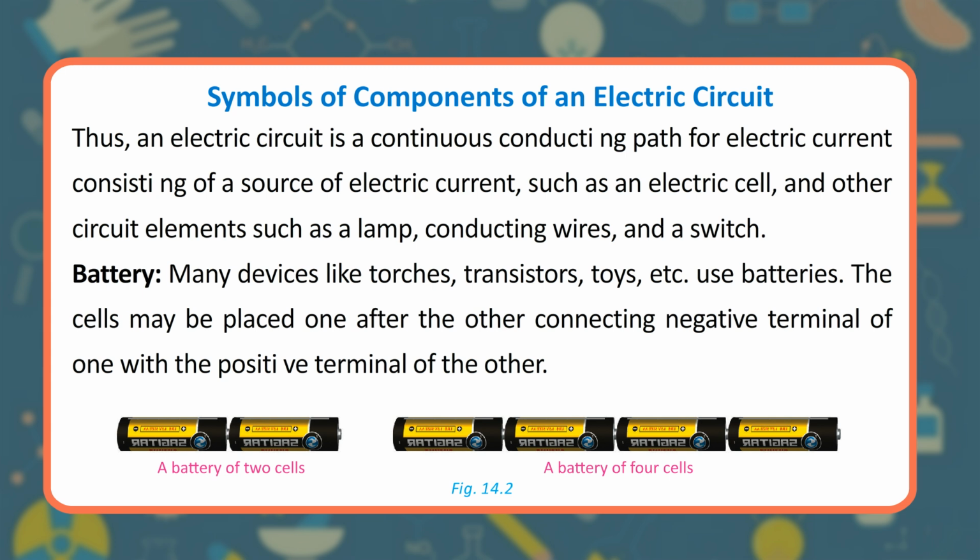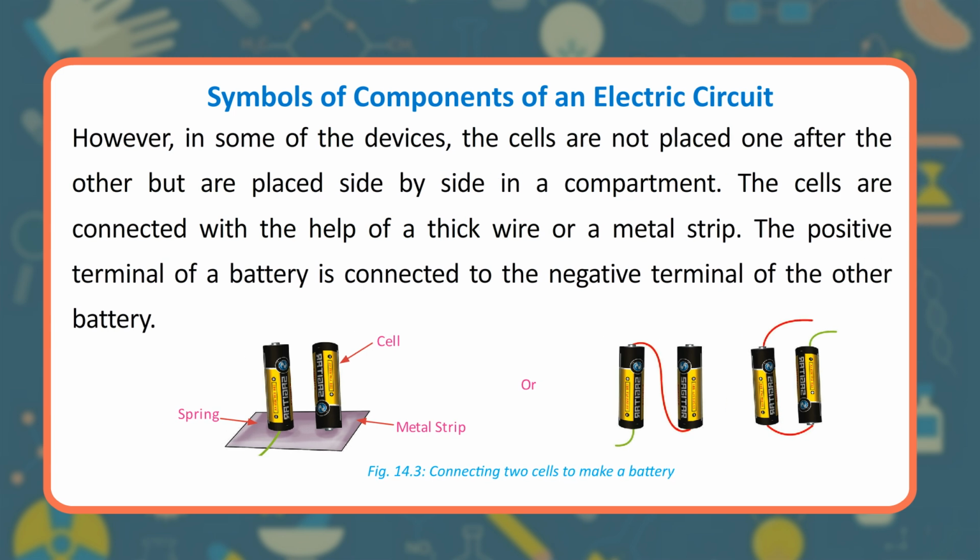Battery. Many devices like torches, transistors, toys, etc. use batteries. The cells may be placed one after the other connecting the negative terminal of one with the positive terminal of the other. A battery of 2 cells. A battery of 4 cells. However, in some of the devices, the cells are not placed one after the other but are placed side by side in a compartment. The cells are connected with the help of a thick wire or a metal strip. The positive terminal of a battery is connected to the negative terminal of the other battery.